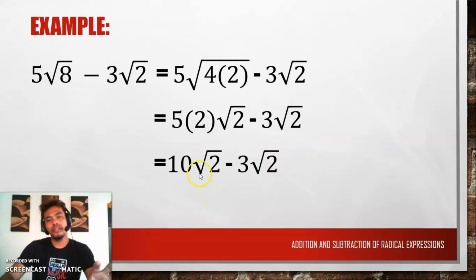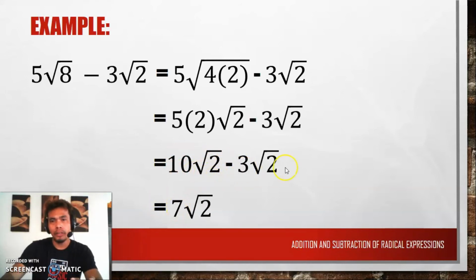After that, try to look at the two radicals if they are similar. If they are similar, you can combine them. So 10 square root of 2 minus 3 square root of 2, they are similar radicals, so you can combine them. Combine the coefficients. We have here 10 minus 3, it will give you 7. Then copy the common radical. So it will give you 7 square root of 2 as your final answer, or that is the simplified form of 5 square root of 8 minus 3 square root of 2.